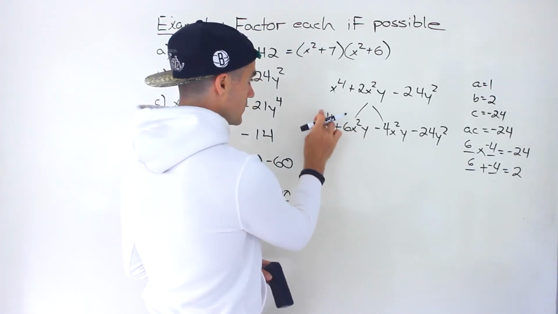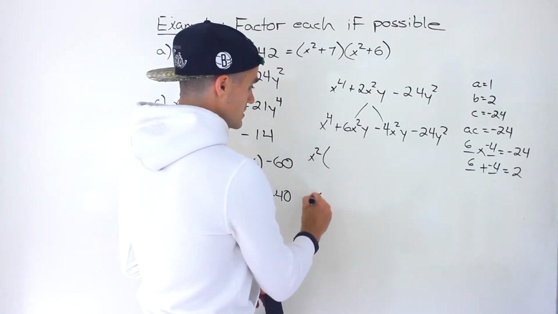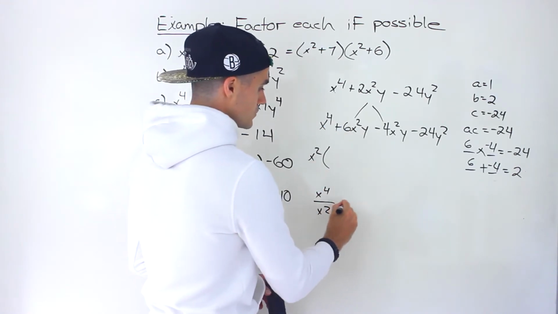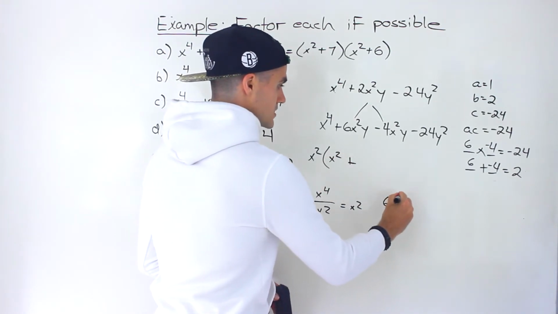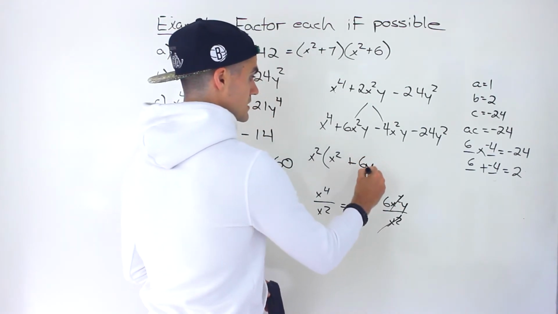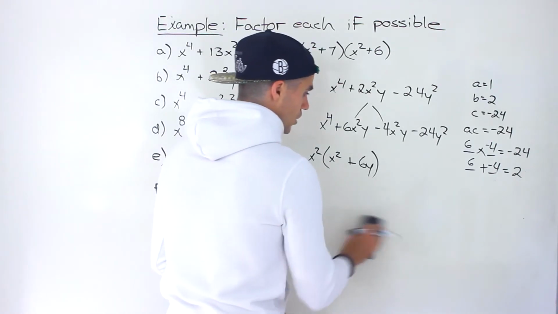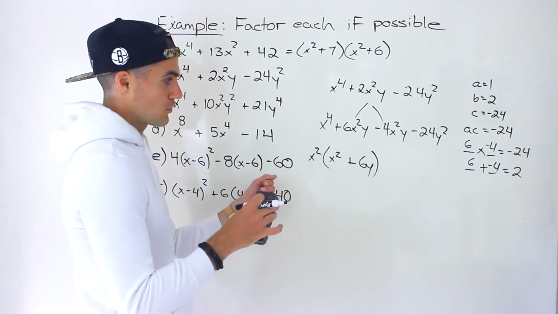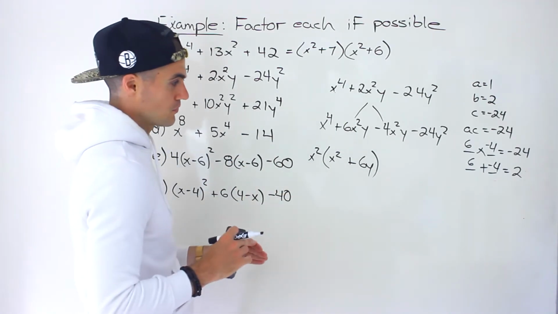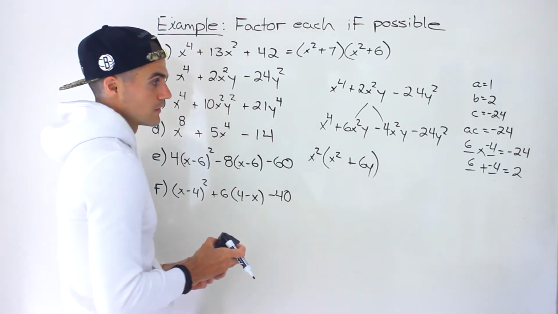Notice a y is not common, there's no number that's common. So if we take out x to the 2 from this, x to the 4 divided by x to the 2 would give us just x to the 2, plus 6x squared y. We took out an x to the 2, so that cancels out, so we're just left with a 6y, like that. Okay, so just be really careful with the algebra here. That's why that previous section of where we were dealing with greatest common factors is super important for these kinds of questions. Those fundamentals are important. Now let's move on here.